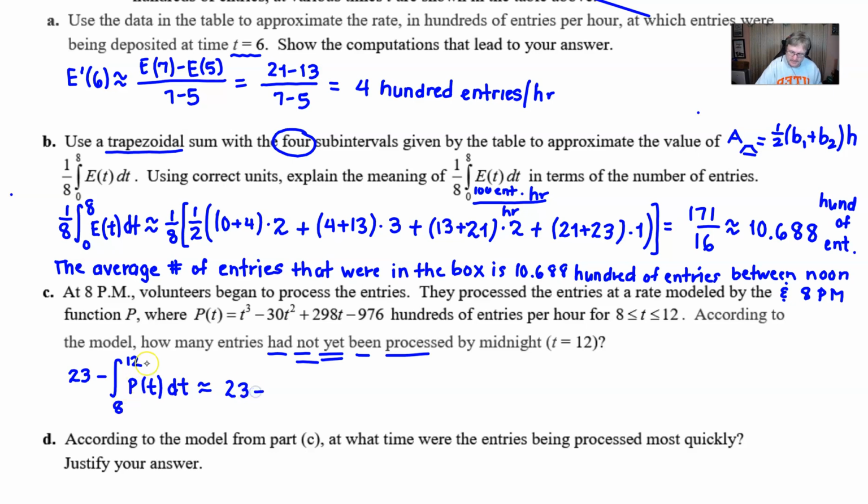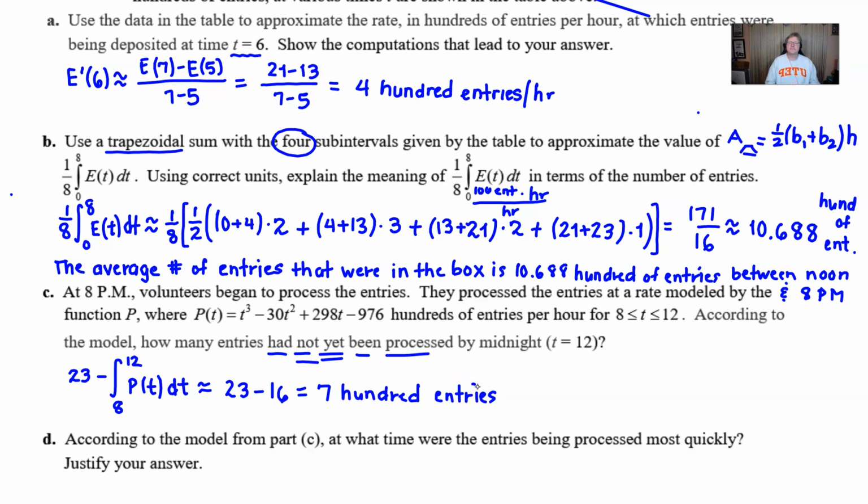The integration of P from 8 to 12 is 16. And that's going to be equivalent to 7 when we subtract. And of course, the units are 100 entries. Again, you could put the 2 zeros after the 7 if you wanted to.